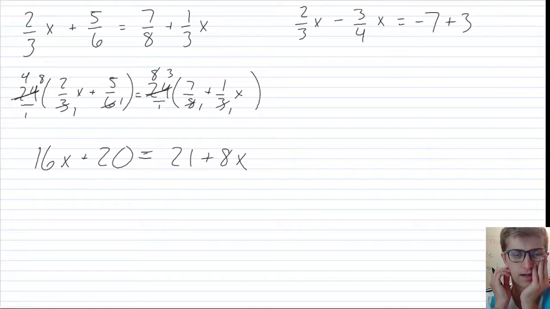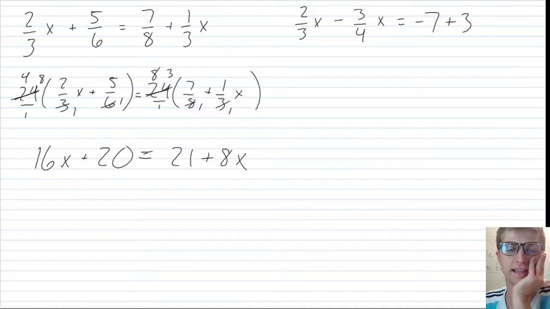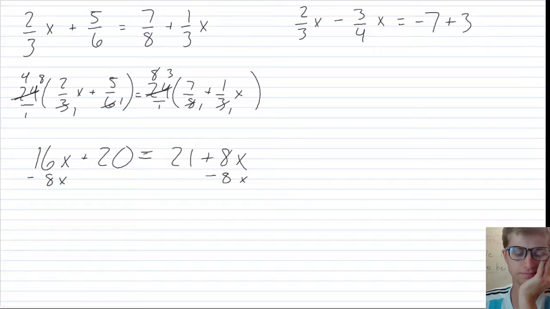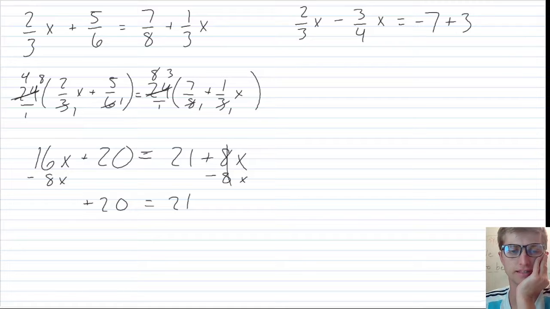So let's move our 8x over to our 16x. We can move it, but because right now it's being added, it's adding 8x. So the opposite of adding 8x is subtracting by 8x. What we do to one side, we'll do to the other. We're left with 21 on the right, and then we didn't touch the 20, and then 16x minus 8x gives us 8x. All right. 8 times x plus 20.